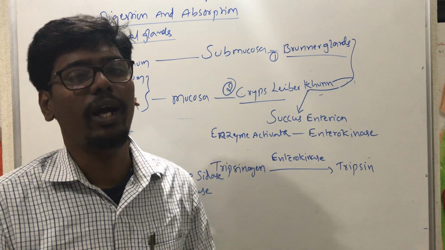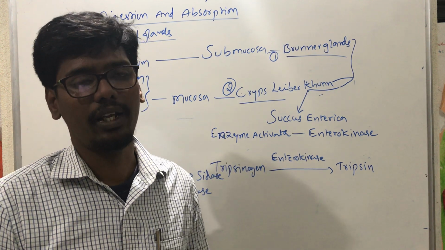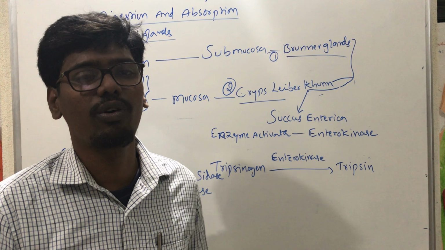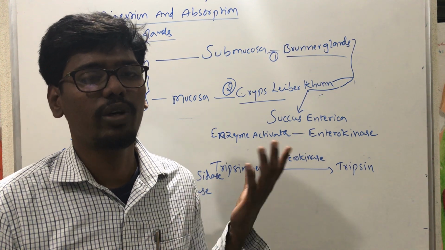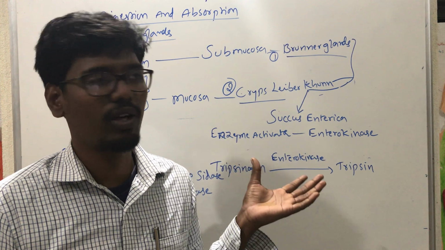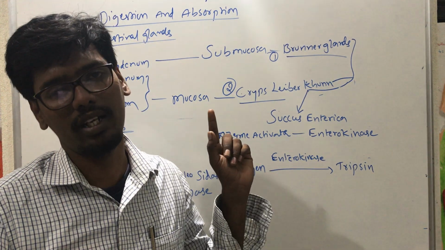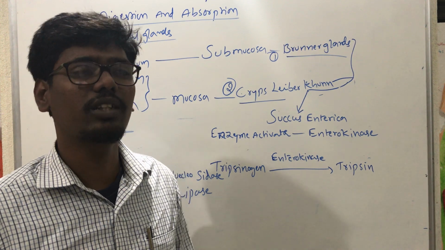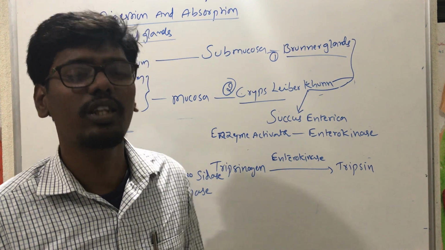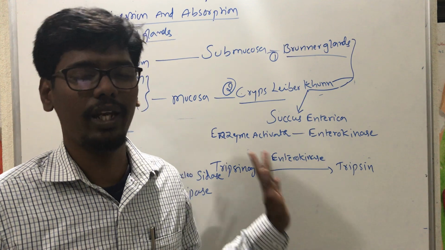Next, coming to the pancreas. The pancreas acts as both endocrine and exocrine. We will discuss only the exocrine part. We will see the transverse section of the pancreas. The acinar cells are present. Those acinar cells release pancreatic juice. That pancreatic juice contains many enzymes.